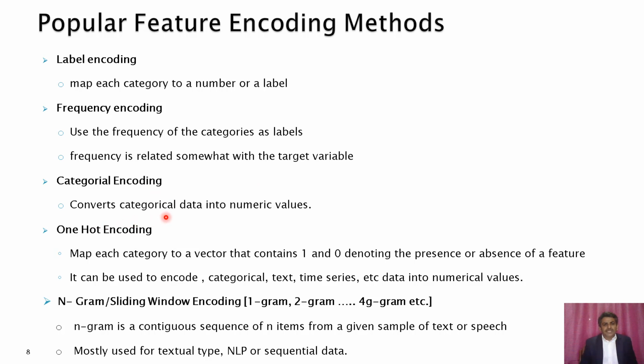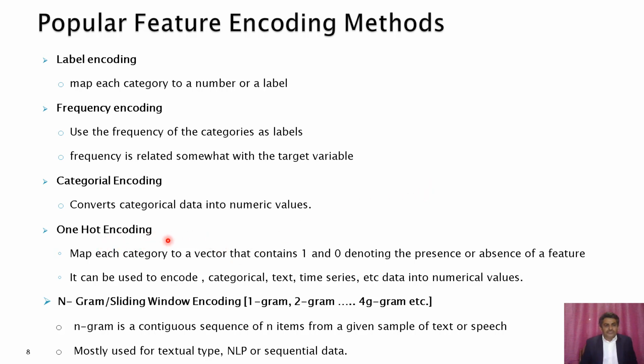The next encoding method is categorical encoding. Categorical encoding converts categorical data into numeric values. As I have shown you the iris dataset, the target class of the iris dataset is based on categorical values. So we can convert those categorical variables into numerical variables by assigning a unique value to each of the categories. For example, to Setosa we can assign 1, to Versicolor we can assign 2, and to Virginica we can assign 3. The use of categorical encoding is very useful during the classification process.